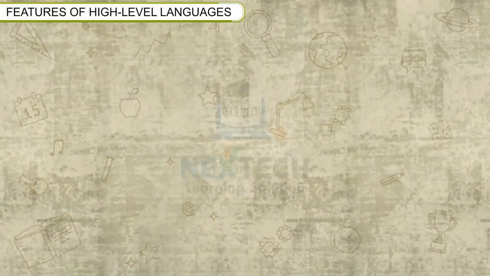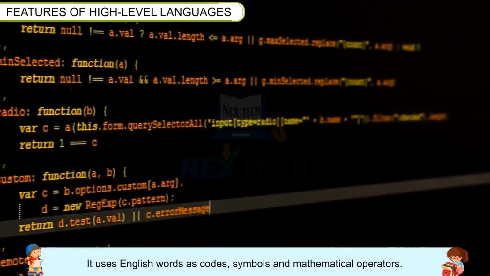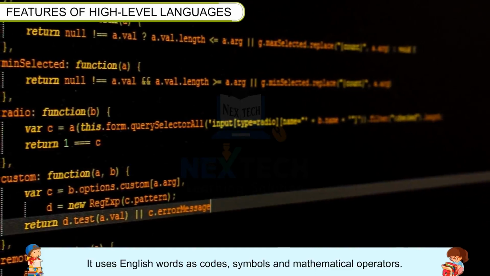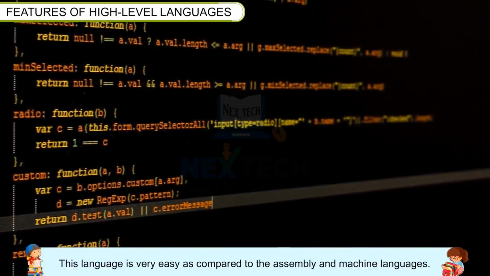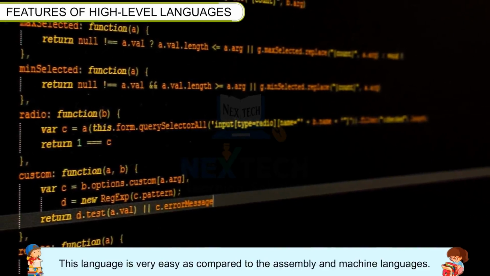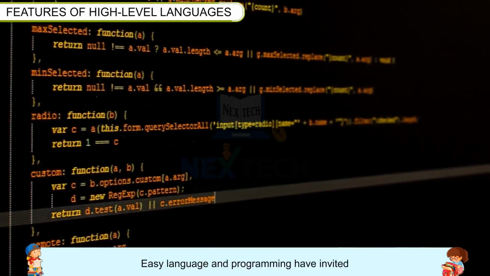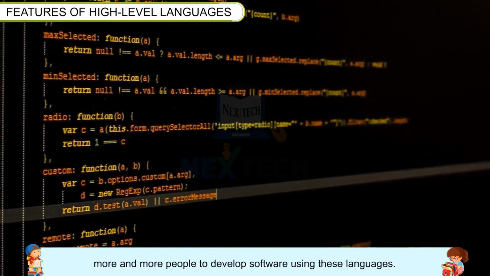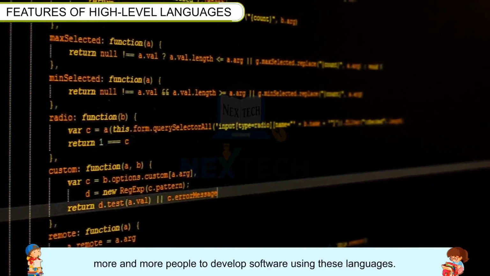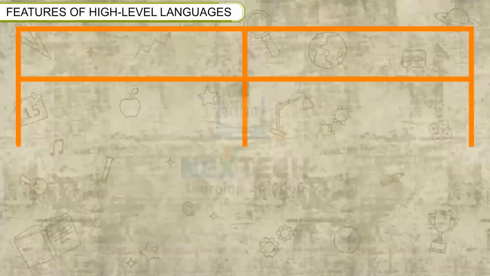Features of high-level languages. It uses English words as codes, symbols and mathematical operators. The codes are machine-independent. This language is very easy as compared to the assembly and machine languages. Easy language and programming have invited more and more people to develop software using these languages. Complex problems and software can be developed.